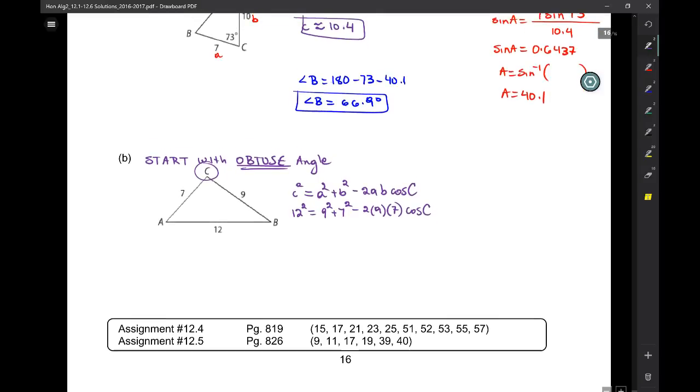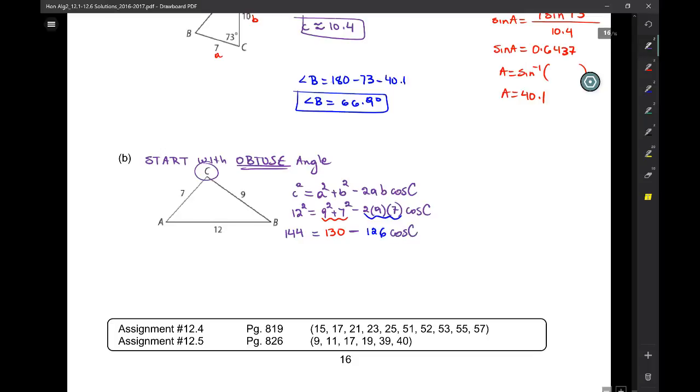Okay, here you just have to be a little bit more careful. 144 is equal to, okay, this 9 squared plus 7 squared is 81 plus 49, 130. This is where students make a lot of mistakes. Minus, okay, now this part, 18 times 7, 126 cosine of C.